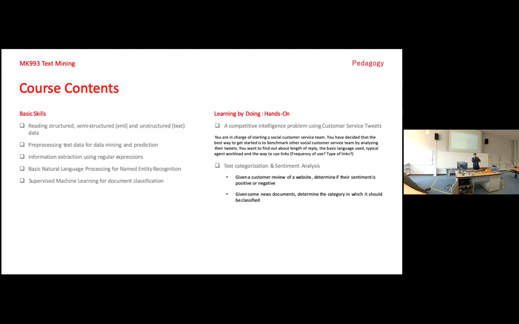Assume you want to create a whole new social customer service, and you need to benchmark the best of the market. What we are going to do is take their tweets, analyze them, and see how they are handling the information contained in those tweets, and understand how they have become the best on the market. So we can use it for business intelligence. That's a concrete example we are going to use.